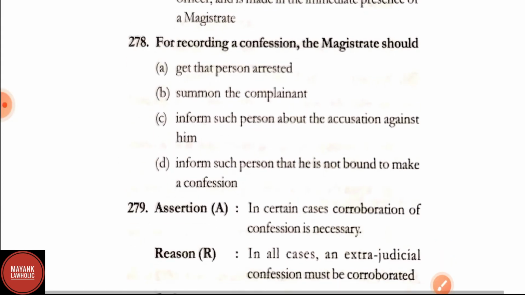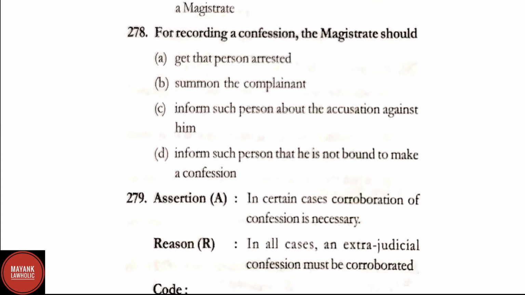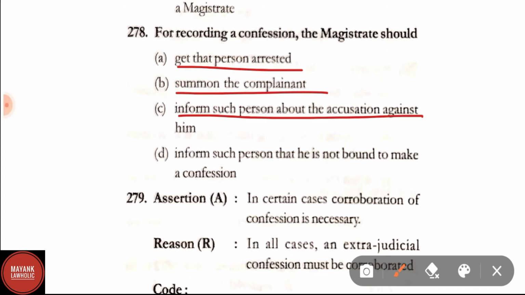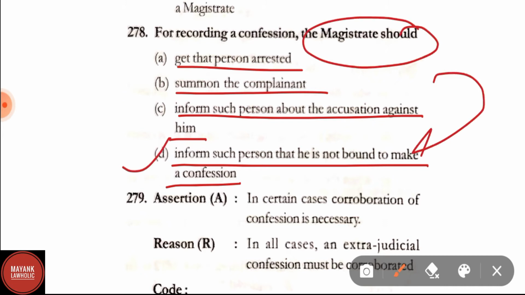Question number 278. For recording a confession, the magistrate should, option A, get that person arrested; B, summon the complainant; C, inform such person about the accusation against him; D, inform such person that he is not bound to make a confession. Here the correct answer is option D, that is, for recording a confession, the magistrate should inform such person that he is not bound to make a confession.